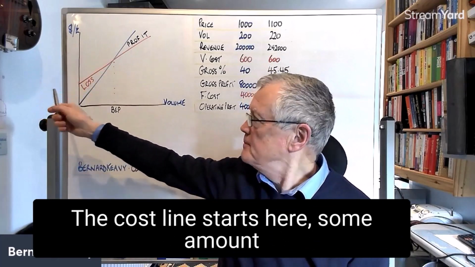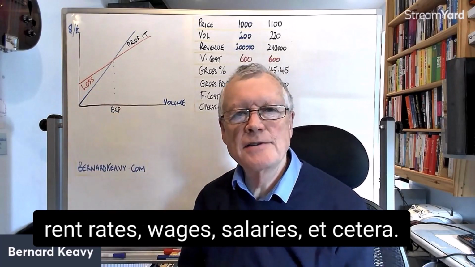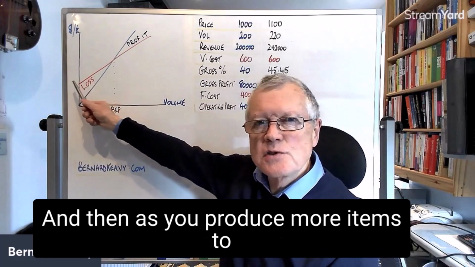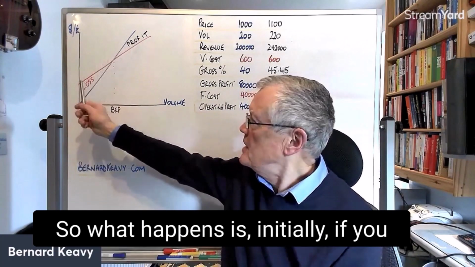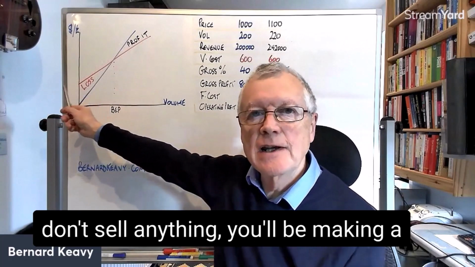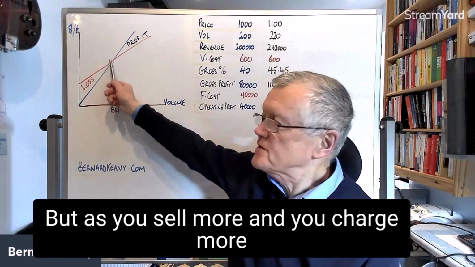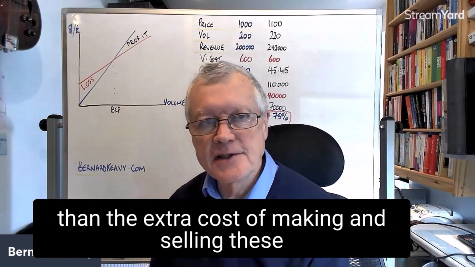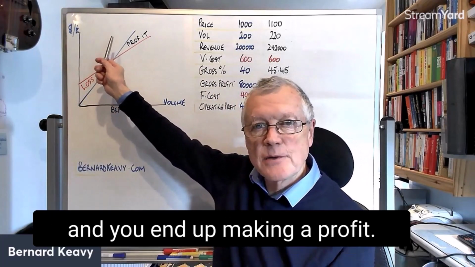The cost line starts here, some amount of fixed costs. That'll be things like rent, rates, wages, salaries, etc. And then as you produce more items to sell, your costs go up again proportionately. So what happens is initially, if you don't sell anything, you'll be making a loss because you've got no revenue. But as you sell more and you charge more than the extra cost of making and selling these things, eventually your revenue gets bigger than your costs and you end up making a profit.